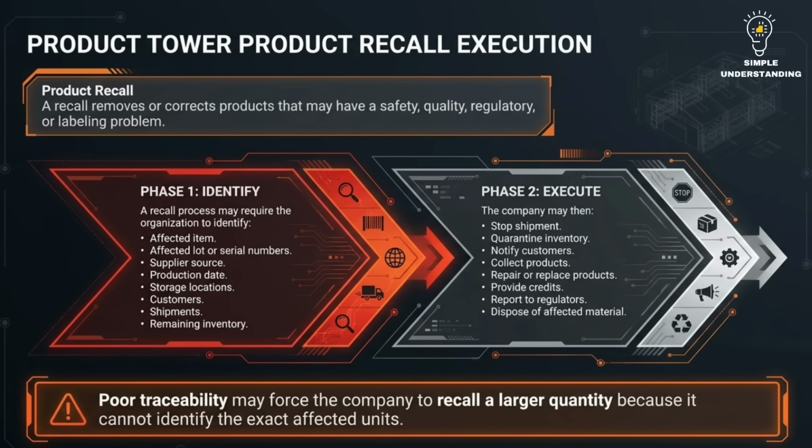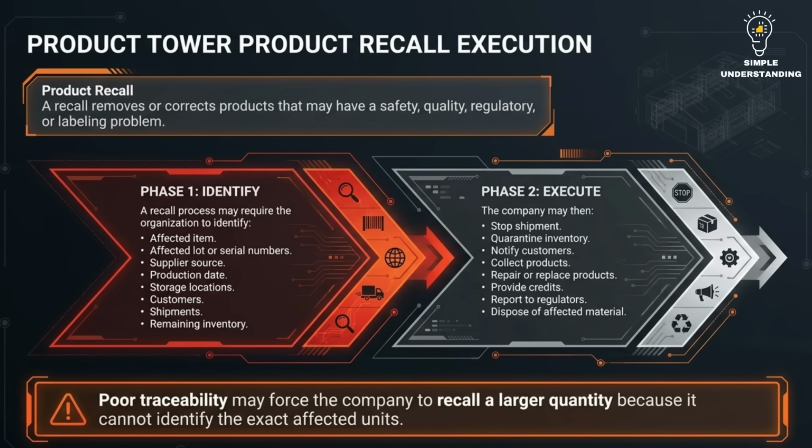Product recall. A recall removes or corrects products that may have a safety, quality, regulatory, or labeling problem. A recall process may require the organization to identify affected item, affected lot or serial numbers, supplier source, production date, storage locations, customers, shipments, remaining inventory.